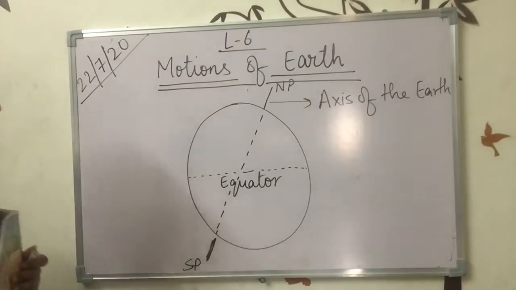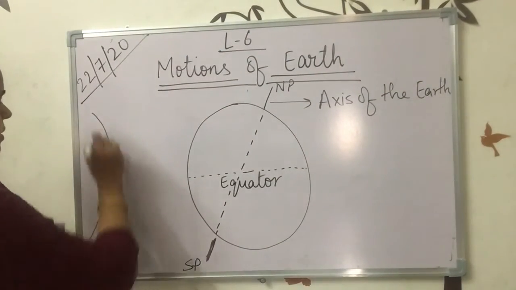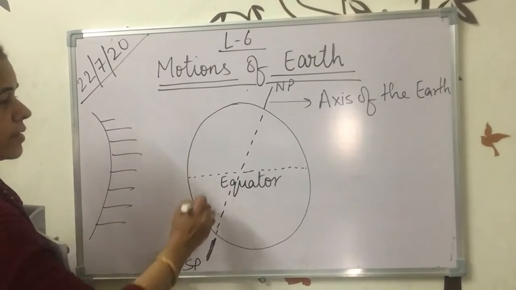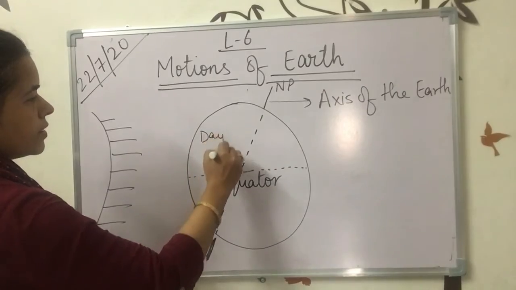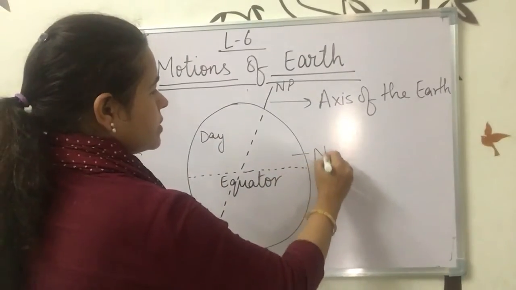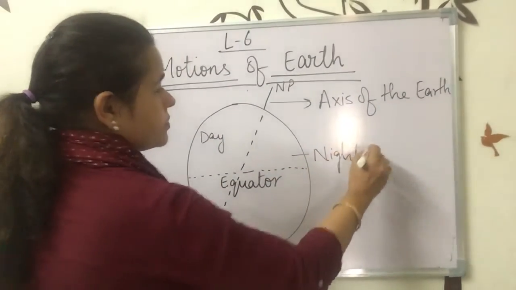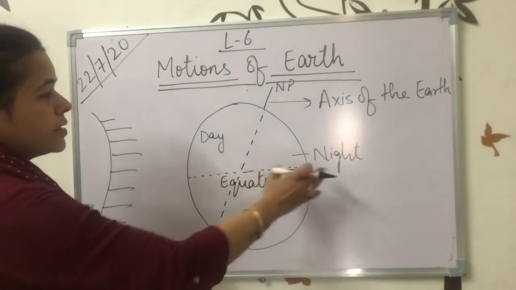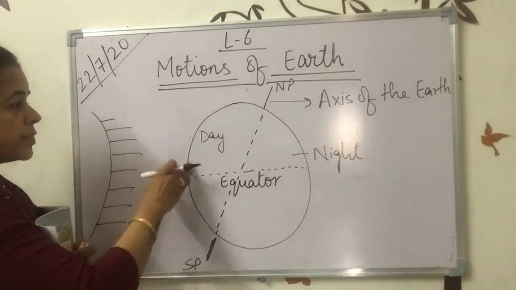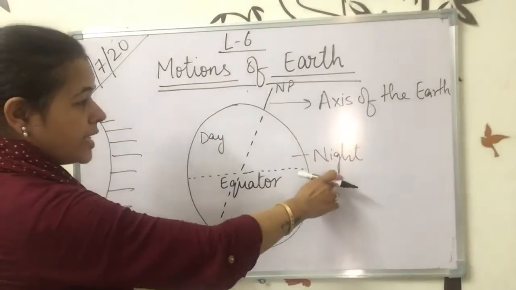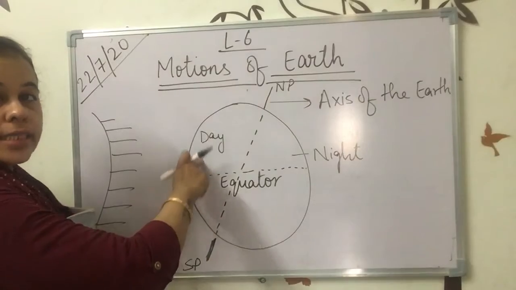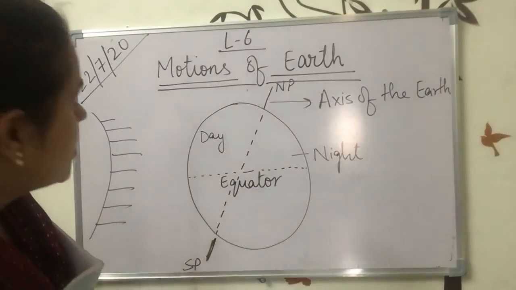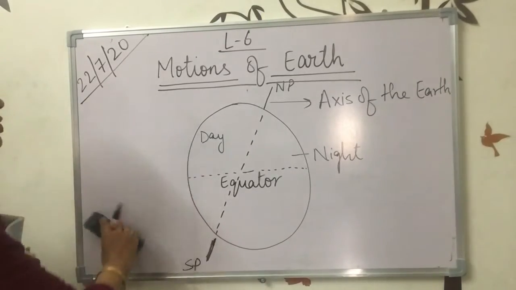As I said, if the sun is there, the rays are going. So this part is day, and that part is having night. Now as the earth rotates, this part is going to come to the front and this part will go to the back. So this night part will now have the day and the day part will have night. This is the rotation of the earth. Now let me explain the revolution of the earth.